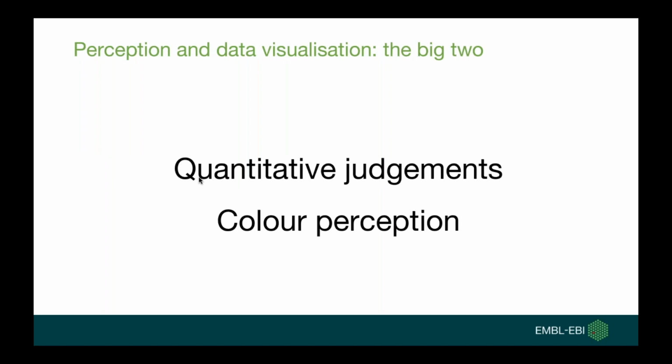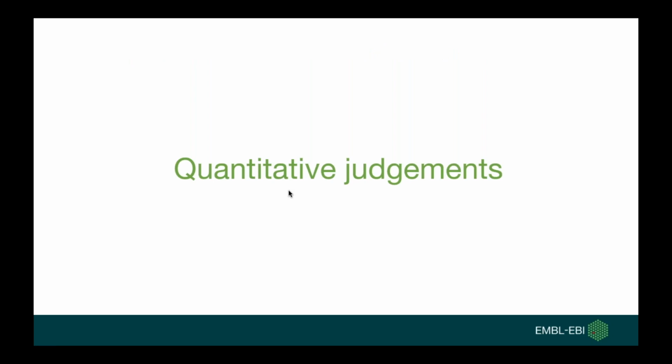So as I said before, there are 2 main areas of perception that are very important for data visualization. One of them is how we make quantitative judgments, and the other one how we perceive color. So we look at judgments first.